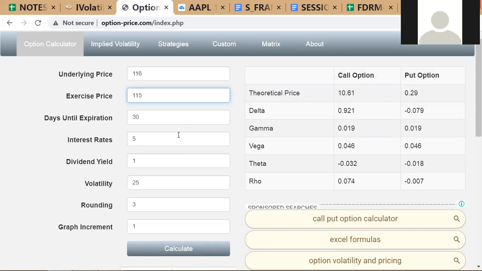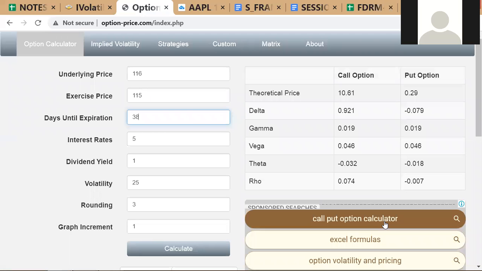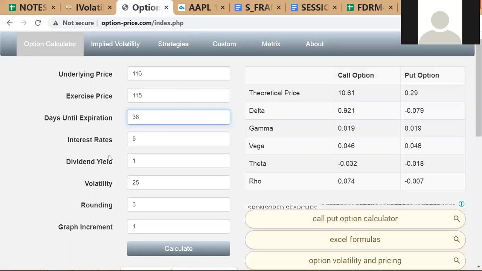Okay, so if you put days until expiration, let's put it here. What do we have? 38 days. So we don't know the interest rate that they're using. But this is too high. I don't think it will be 5. We don't know what market interest rate the trader is using. Dividend yield also, we don't know what it is for Apple right now. We have to go and see. You have to go to Yahoo Finance and see it, but we'll figure it out.